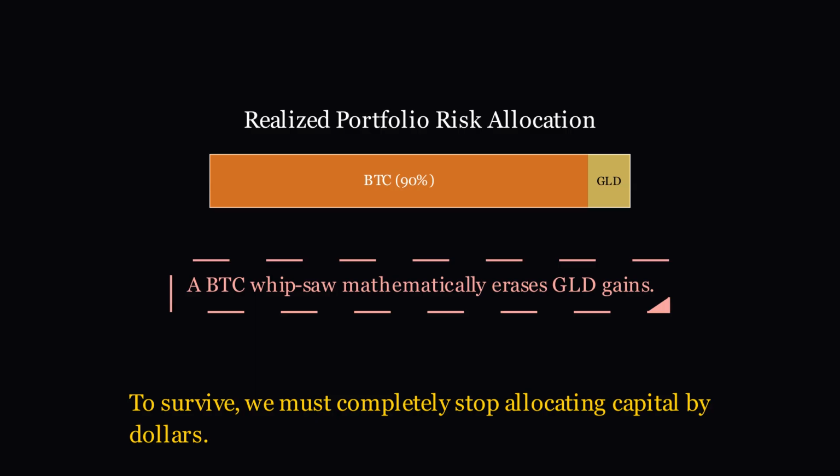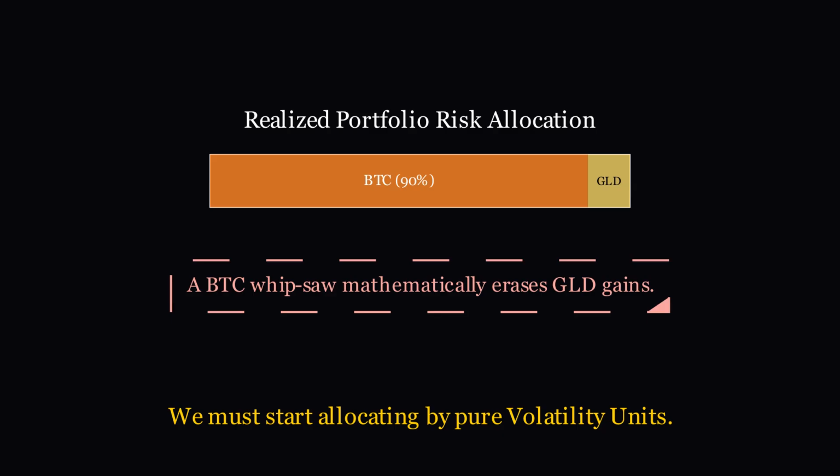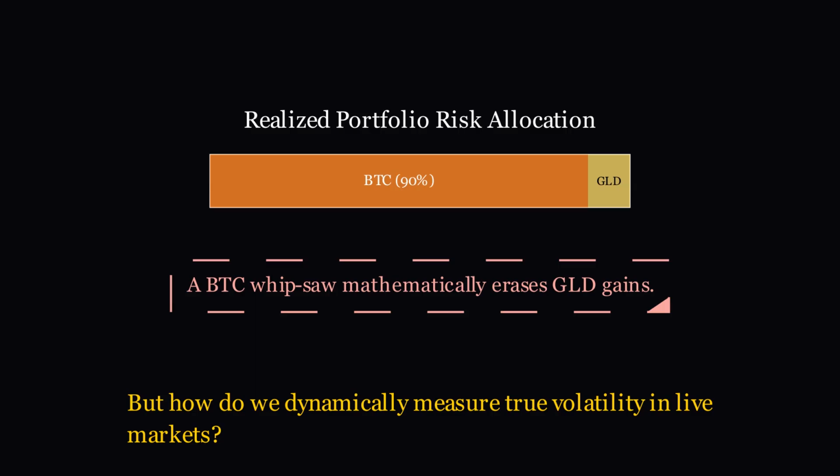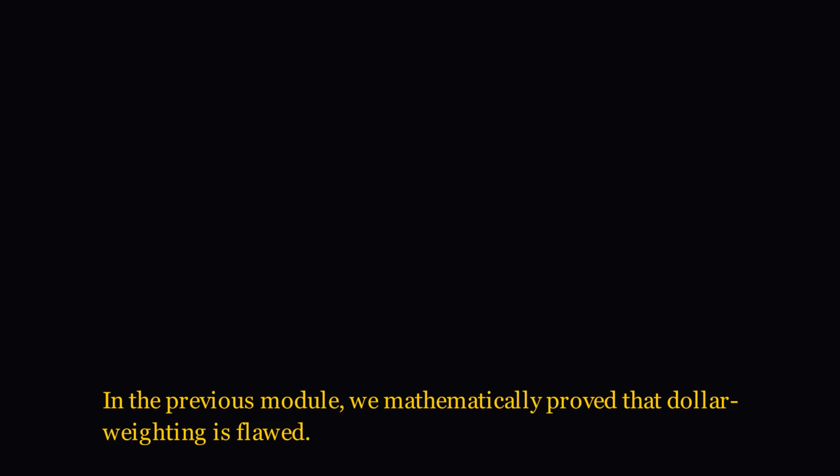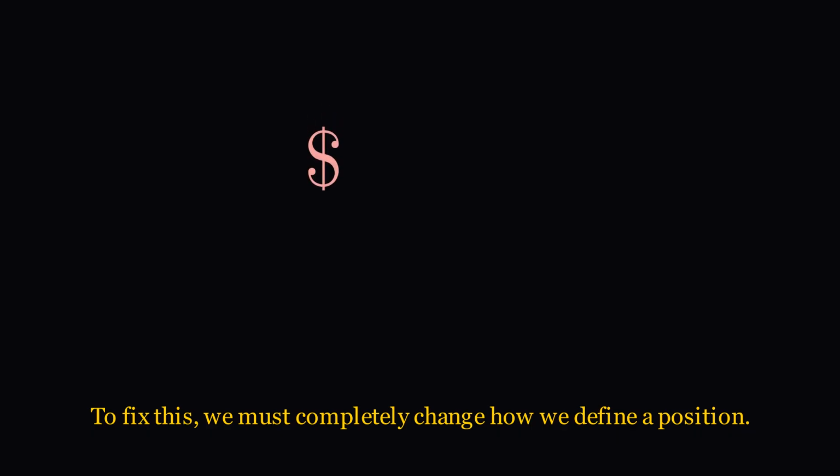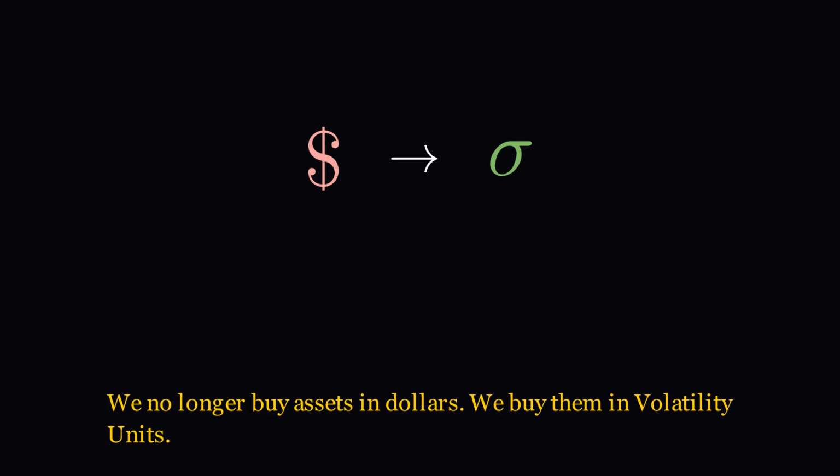To survive, we must completely stop allocating capital by dollars. We must start allocating by pure volatility units. But how do we dynamically measure true volatility in live markets? In the previous module, we mathematically proved that dollar weighting is flawed. To fix this, we must completely change how we define a position. We no longer buy assets in dollars. We buy them in volatility units.